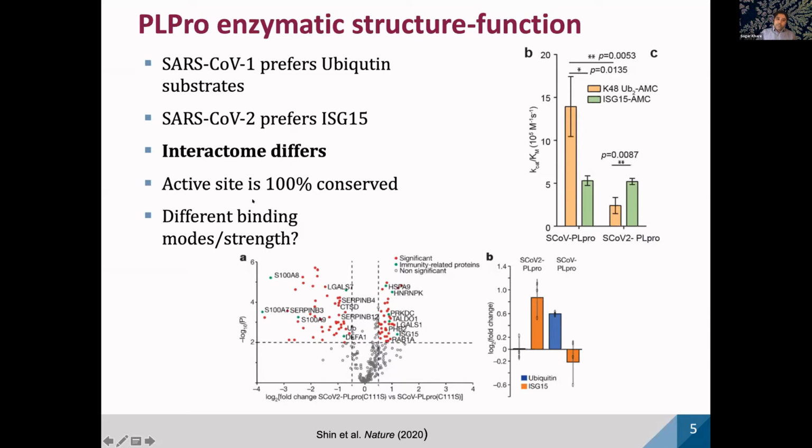So the interesting question is that even though the active site is 100% conserved, what leads to these kinds of effects? And one possibility is that there are different binding modes and different binding strength as a result of small but significant changes on the surface of these proteins. And those types of differences were indeed revealed by crystal structures that have been solved.